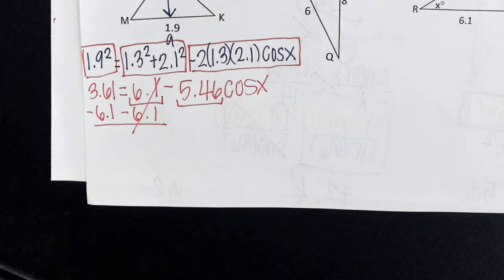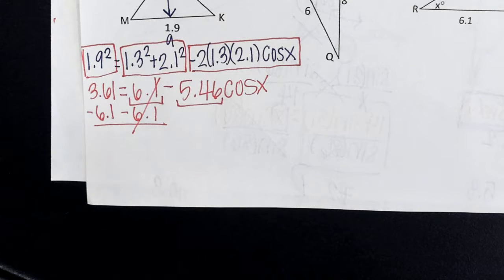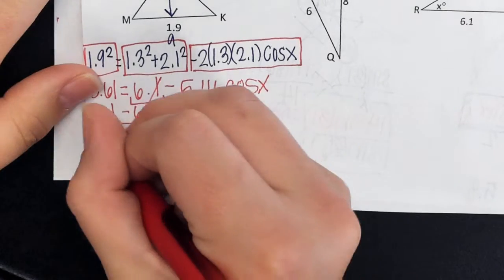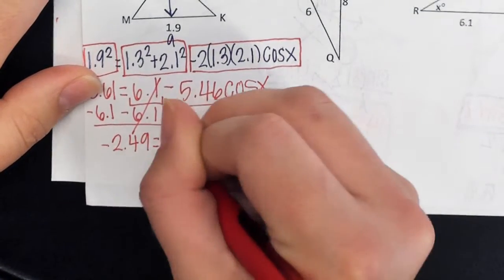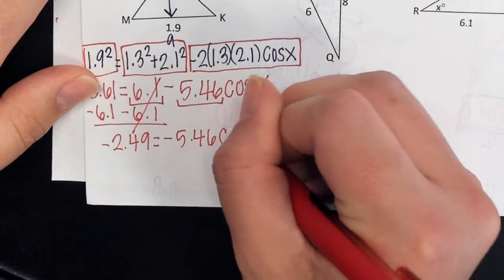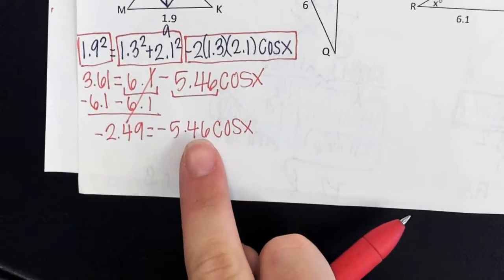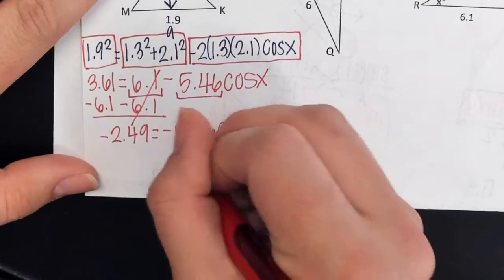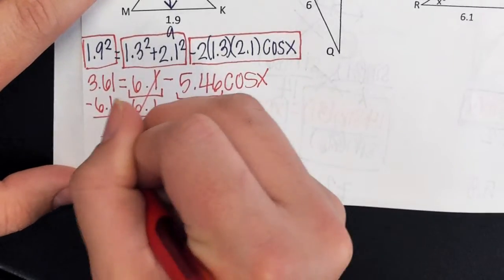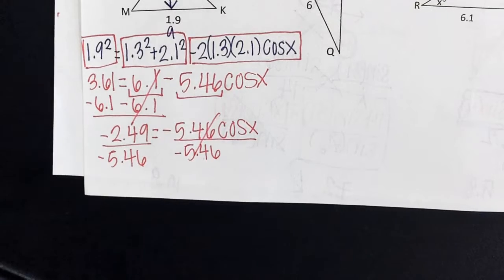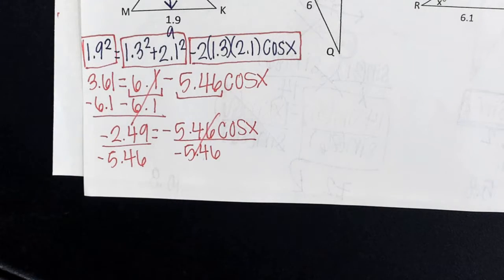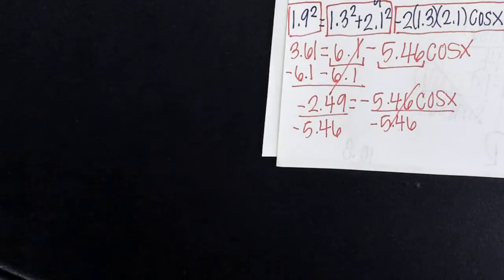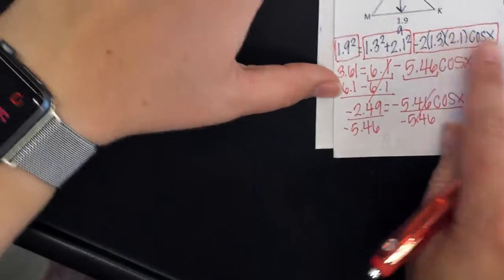Cardell. Yeah. What is that? Negative 2.49. Negative 2.49 equals negative 5.46 cosine of x. Now you have to split this. Those are together by multiplication. So that means I have to divide. Okay. So once you divide this, what are you going to have to do to your cosine? Take the what? You have to take the inverse because you have to break cosine and x.